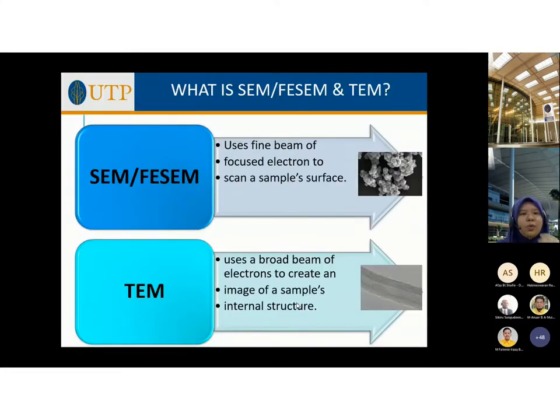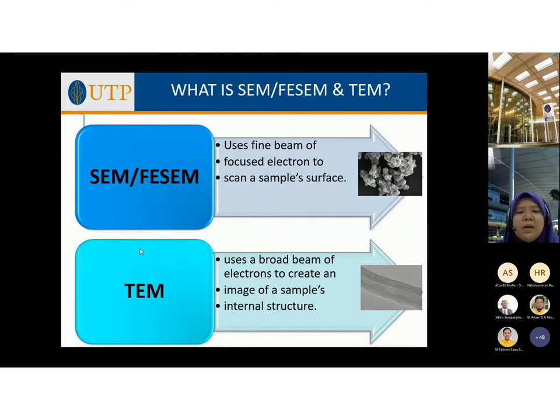Okay, so what actually are SEM, FESEM, and TEM? This is an example of an image from SEM and FESEM. SEM and FESEM use a very fine beam of focused electrons to scan a sample surface. So you need SEM or FESEM in order to know the structure of the sample. The difference between SEM and FESEM is just the electron gun. FESEM normally gives higher resolution compared to SEM.